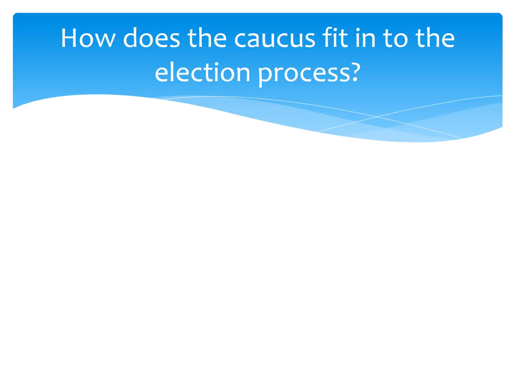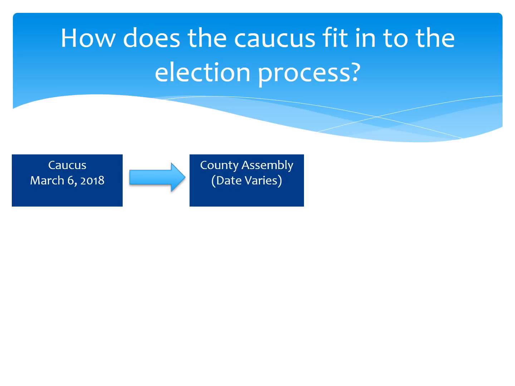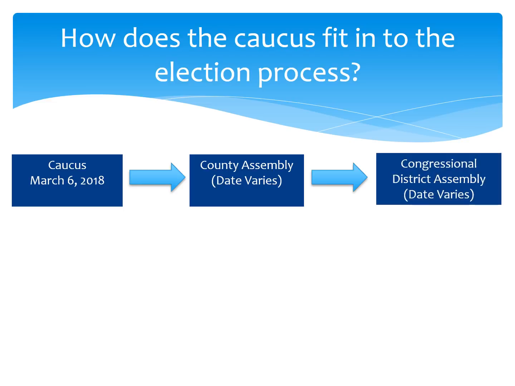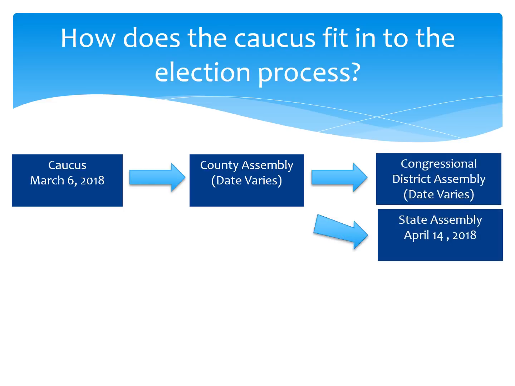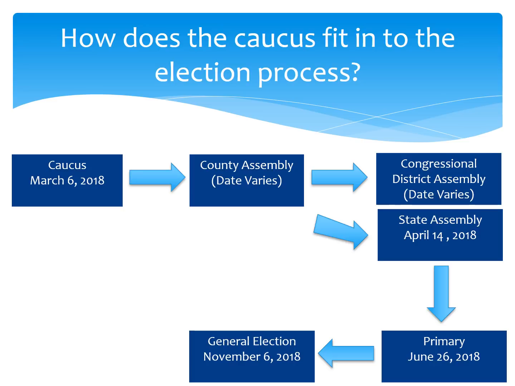So how does caucus fit into the election process as a whole? Again, caucus occurs on March 6th, where we elect delegates from our precinct to attend the county assembly. From there, we elect delegates to the congressional district and state assemblies to continue the nomination process for candidates for those races. Then, the primary election occurs on June 26th. Once the party's nominee has been decided through the primary, the general election occurs on November 6th.